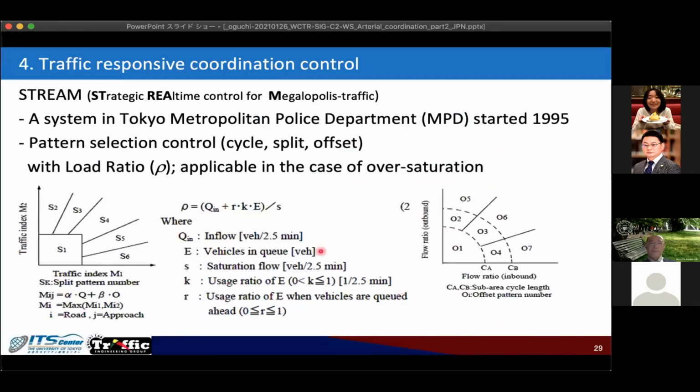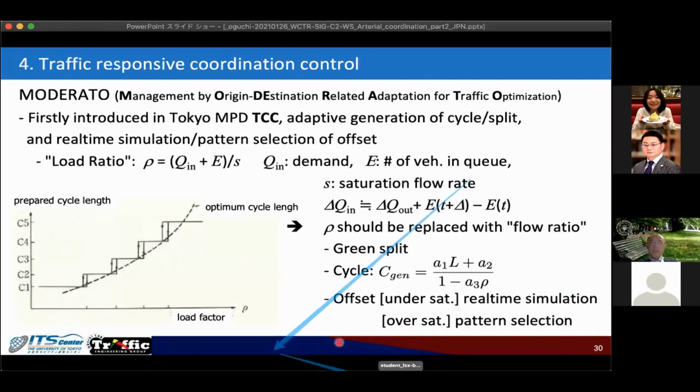Sorry, I don't remember what this is. Okay, this is the Tokyo Metropolitan Police Department practice started in 1995. As I mentioned, the pattern selection uses those tables. And okay, sorry. And the other thing is, sorry, when is this?